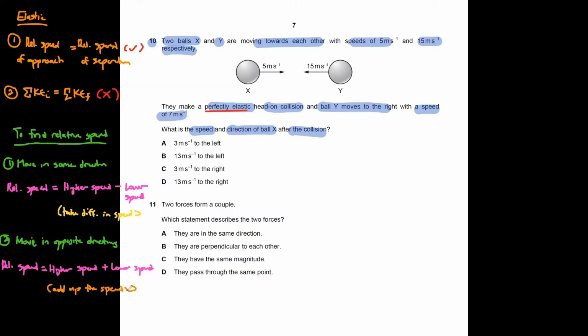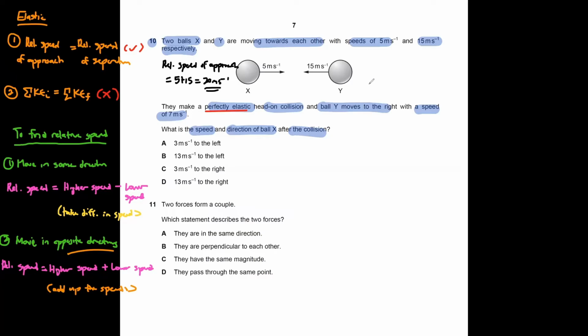Okay. So in your case, if you look at your diagram at the start of the question, you are trying to find the relative speed of approach. You'll notice that both objects are moving towards each other. This is a case where they move in opposite directions. So you just add up the speeds together. In your case, this will be 5 plus 15, giving you 20 meters per second.